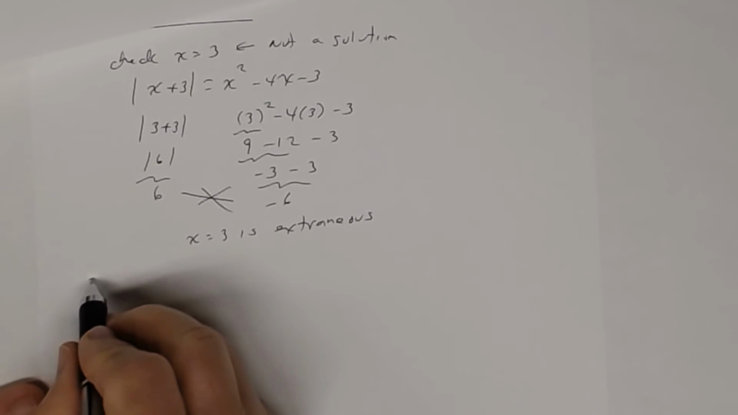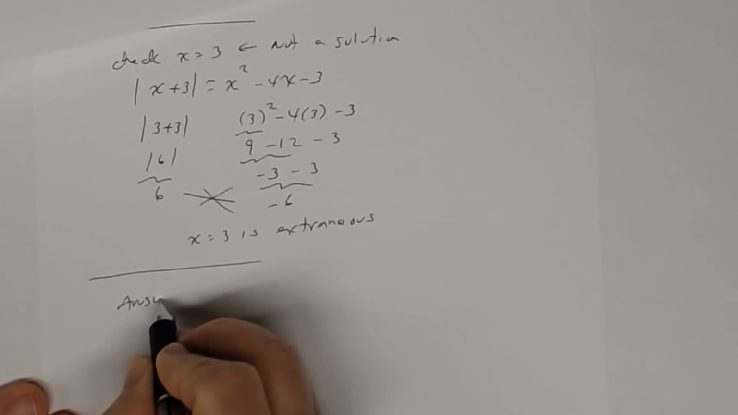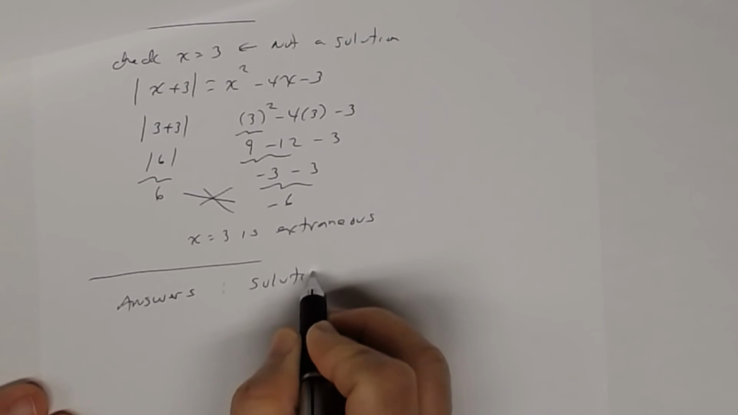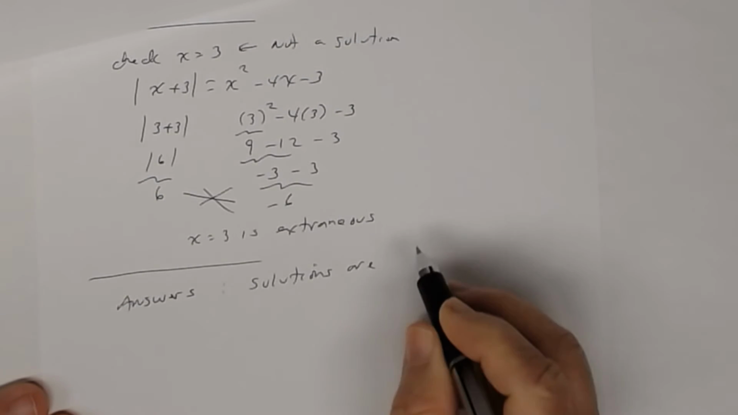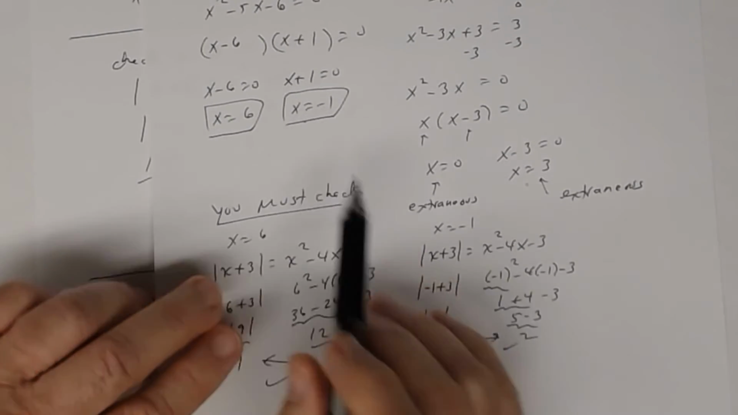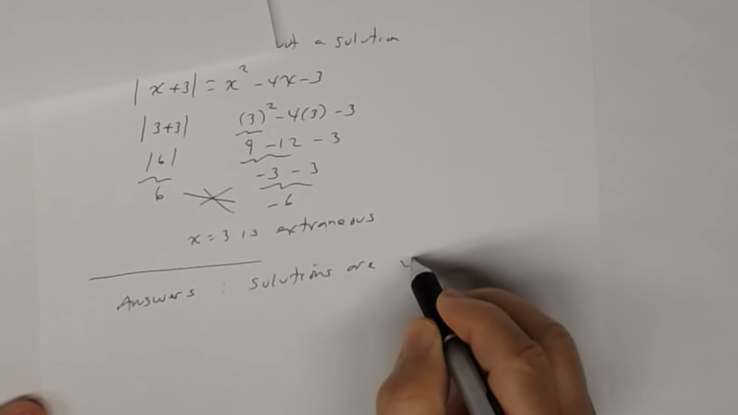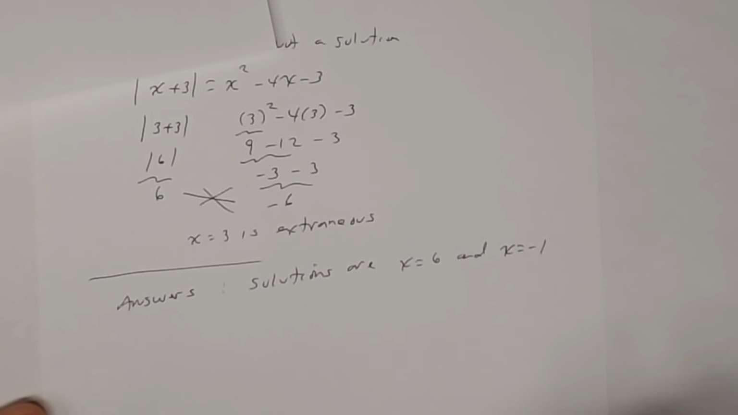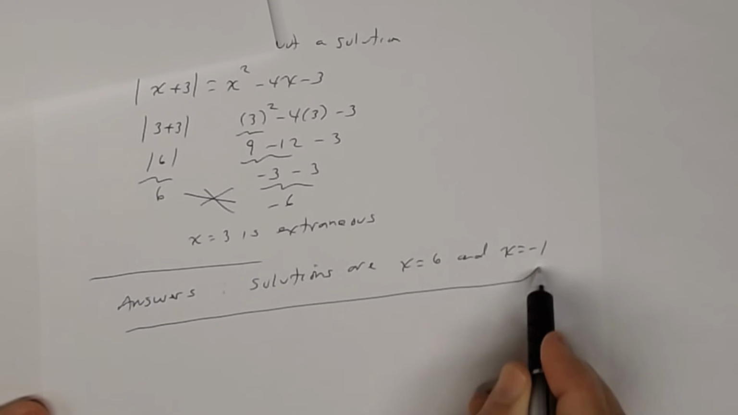So in terms of your solutions, if you were told to write down the answers, you'd say the solutions are, and there's only two, right? There's only two: 6 and negative 1. x equals 6 and x equals negative 1. Okay? All right.